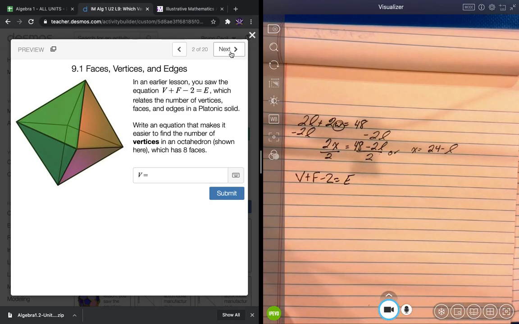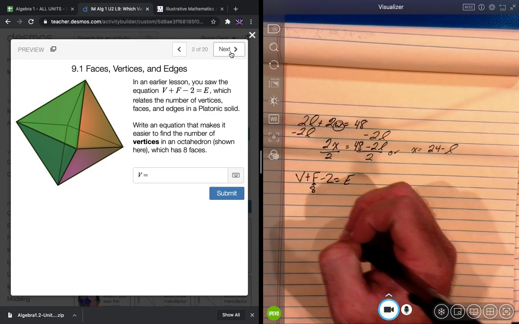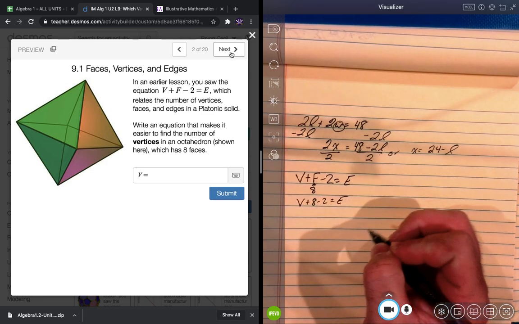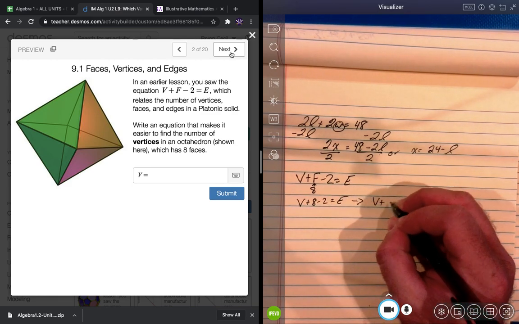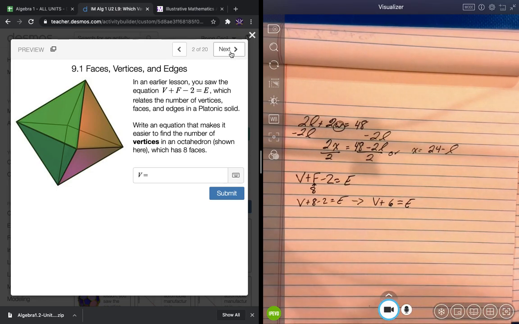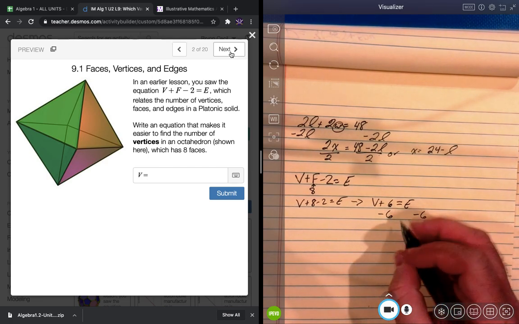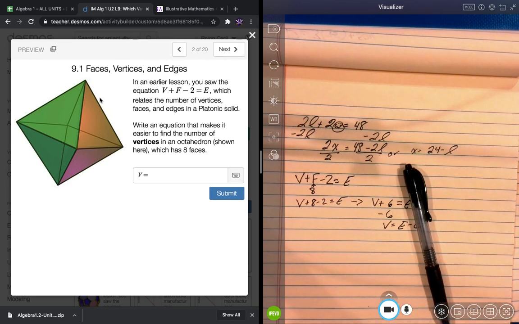Now, it says that we have 8 faces, so what I can do is input an 8 into that F. So now I'm going to have V plus 8 minus 2 equals E. Well, what is 8 minus 2? It's 6. So now I've got V plus 6 equals E. Now we've got to make it easier here, and you see that it is V. So isolate the variable, move the 6 over, V equals E minus 6.